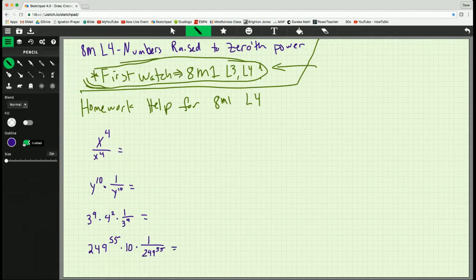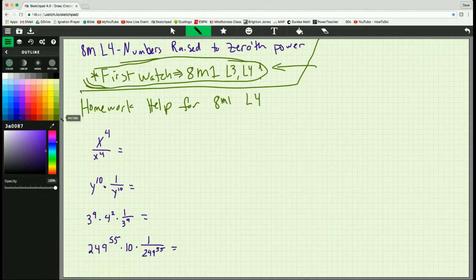Okay. So I'm assuming you've tried these. Let's look at the answer. This one you can do 2 ways, and then we're going to come back and do the rest of them just 1 way. But this one can be done like this. You can say that's equal to x to the 4th minus 4. That's our quotient rule. We learned that in lesson 2. And that equals x to the 0, which is equal to 1.